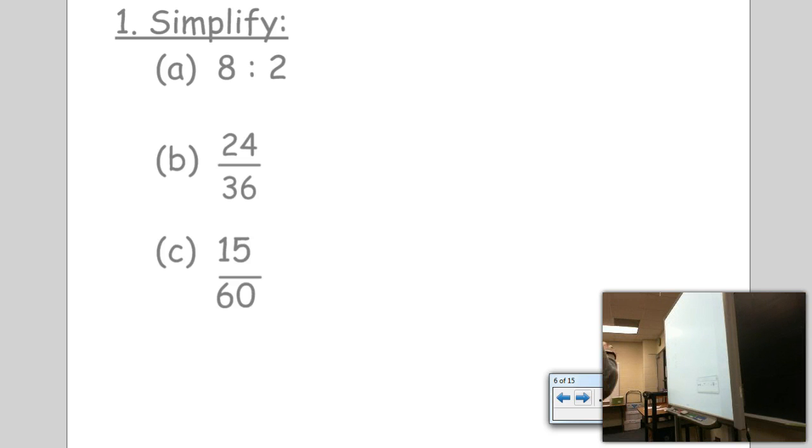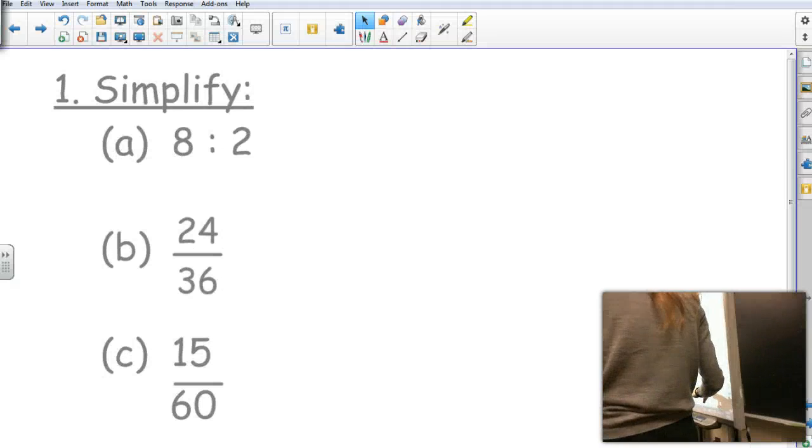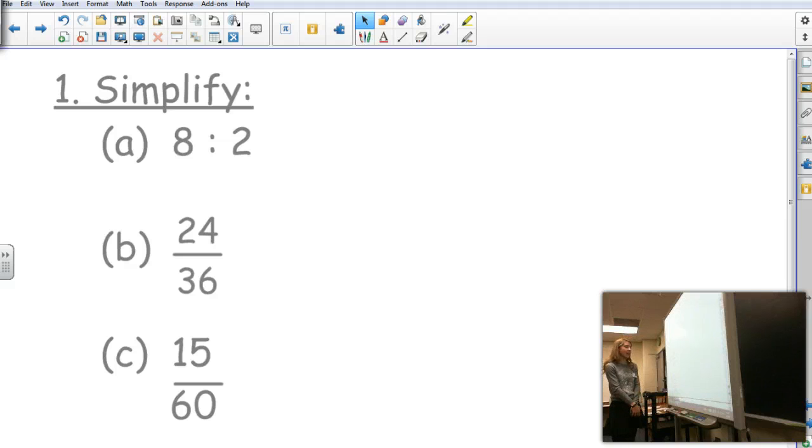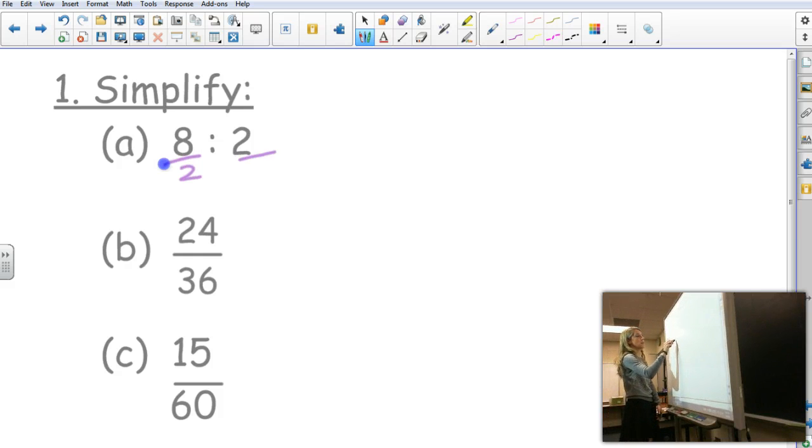All right, we are simplifying. Okay, so 8 is to 2 is 4 is to 1. But how did we get that? You're supposed to find the largest number that can divide into both numbers. So in this one, the largest number would be 2. So you would divide both of them by 2. You're getting rid of that greatest common factor. And so 8 divided by 2 is 4, and 2 divided by 2 is 1. That's the quote-unquote by hand way.